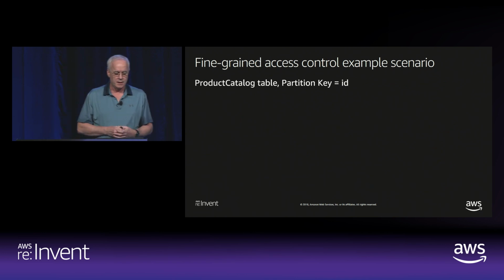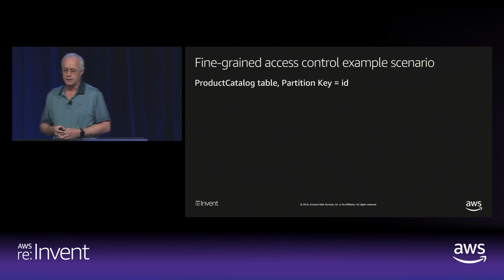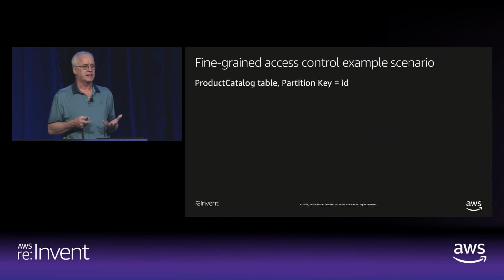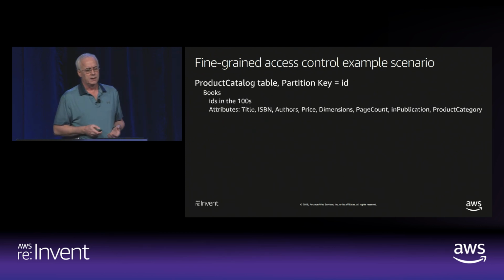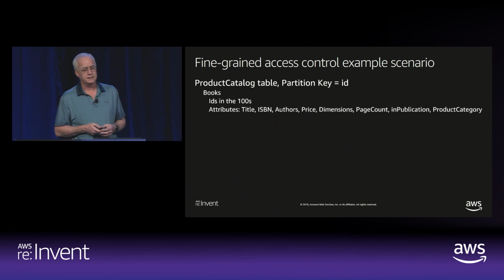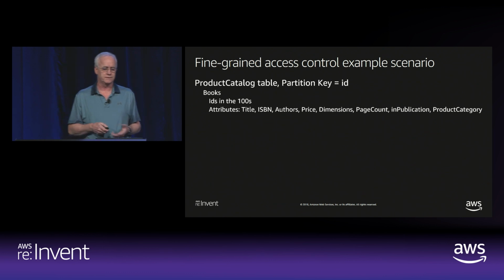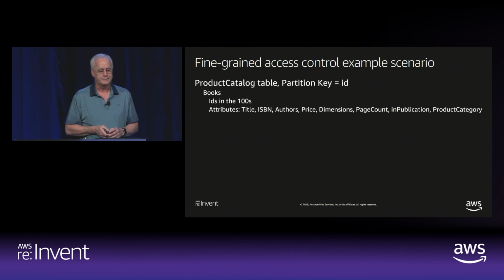So for fine-grained access control, we're going to walk through a scenario. I'm using the product catalog table. This is one of the standard example tables available on the AWS documentation pages. It has a partition key that's the ID record. There is a set of data in there for books. Books have IDs in the 100s. I think there are 3 or 4 books in there: 101, 102, 103.